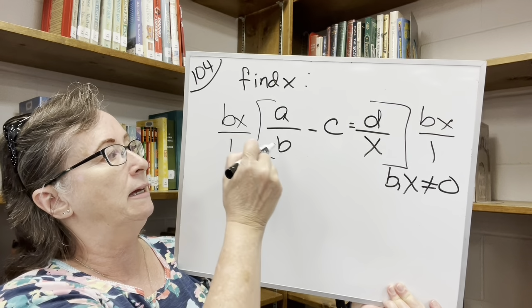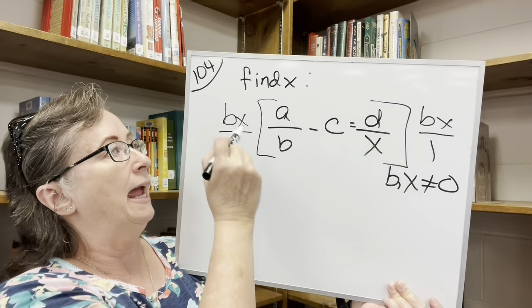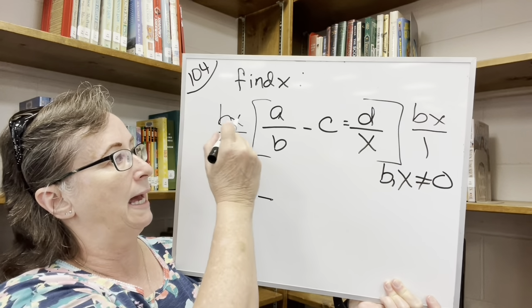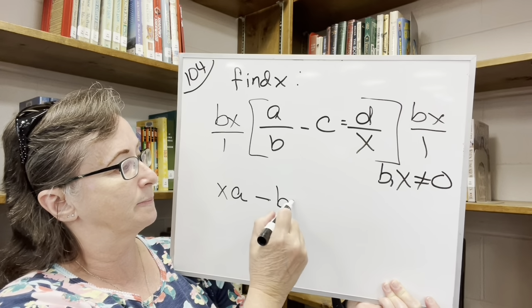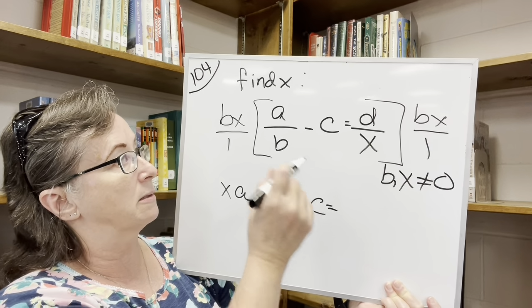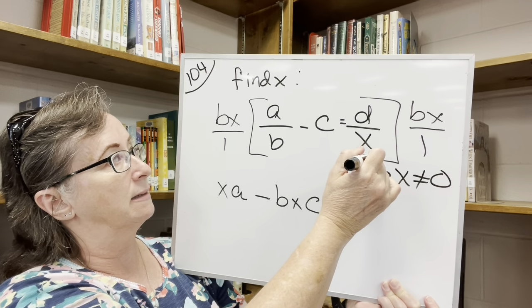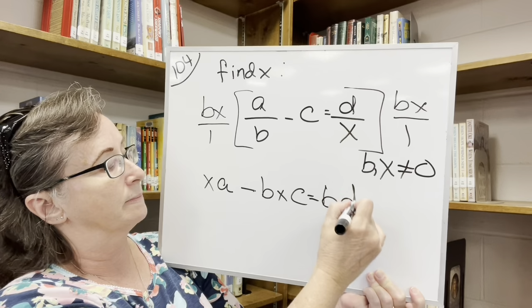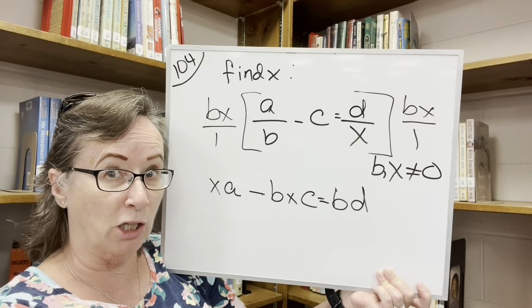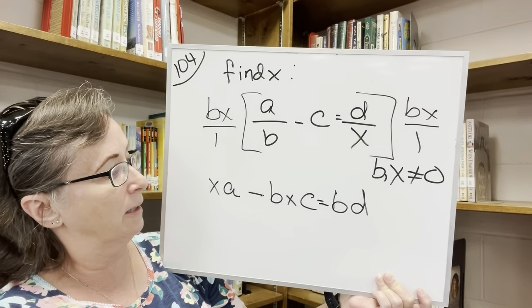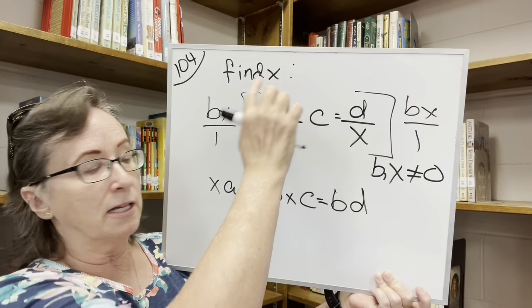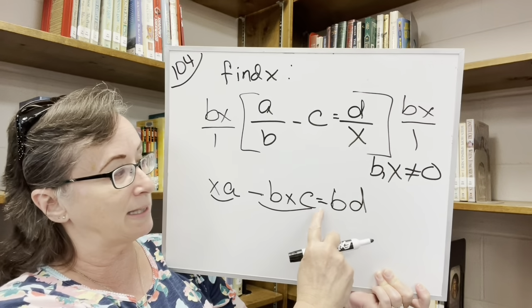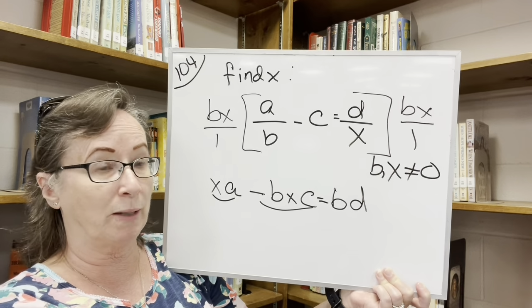So b over b will cancel, and we're going to have xa minus bx times c equals x over x. That's going to be a 1bd. Okay, so it's a little simpler because it has no denominator. So now we're solving for x. So we want to get all x on the same side of the equal sign, and they are already, so we don't have to do anything with that.